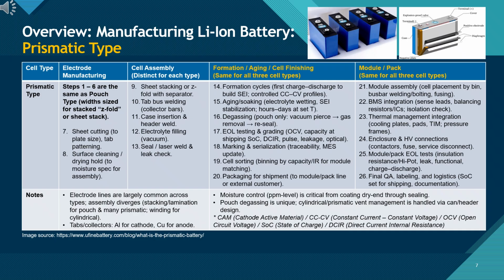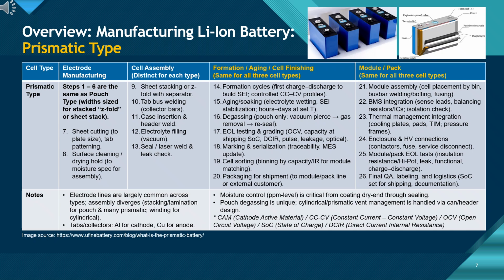The key differences appear in the assembly stage, where prismatic electrodes are sheet-stacked or Z-folded and inserted into a rigid metal case, followed by header welding and vacuum electrolyte filling. Prismatic cells require careful tab bus welding, case sealing, and moisture-controlled handling, since the rigid casing design influences thermal behavior, mechanical stability, and safety venting.